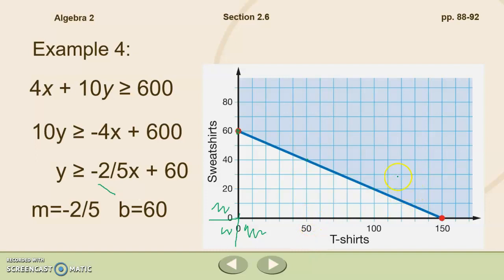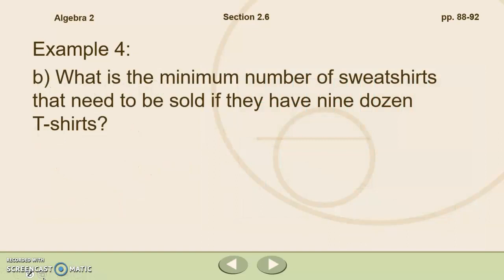By looking at this graph, we can answer many questions. We can see all the different combinations of t-shirts and sweatshirts in order to get above $600. For example, when we sell 50 t-shirts, we have to sell 40 sweatshirts in order to make $600. Or when we sell 100 t-shirts, we need to sell 20 sweatshirts to make $600. So this gives us a good estimate and helps us establish a sales goal to meet our fundraising goal.